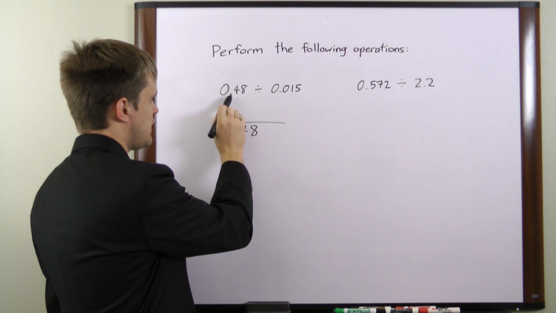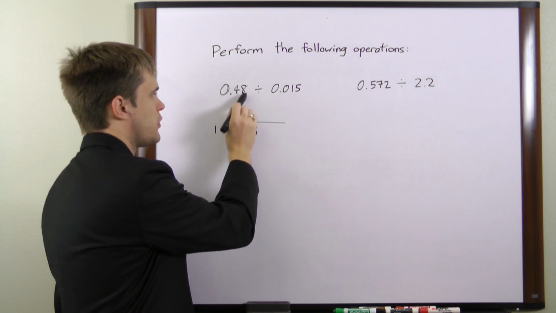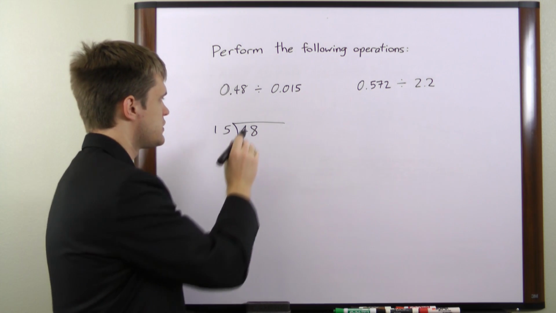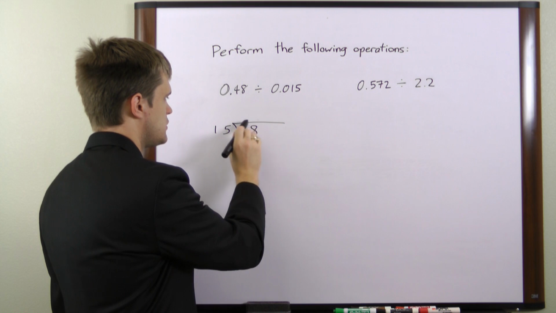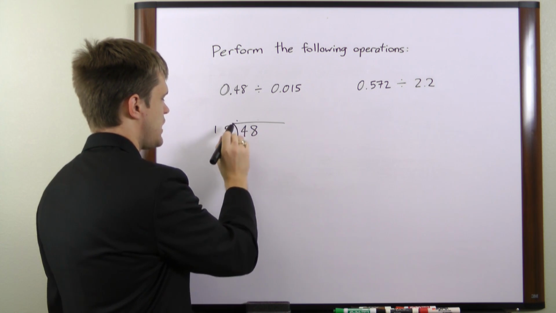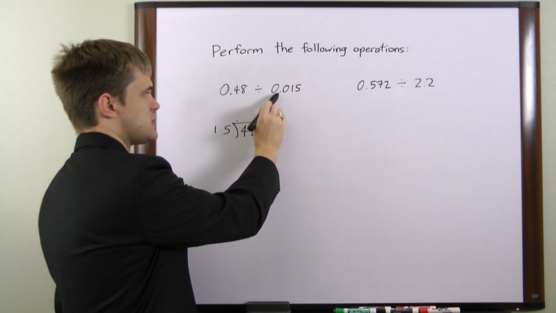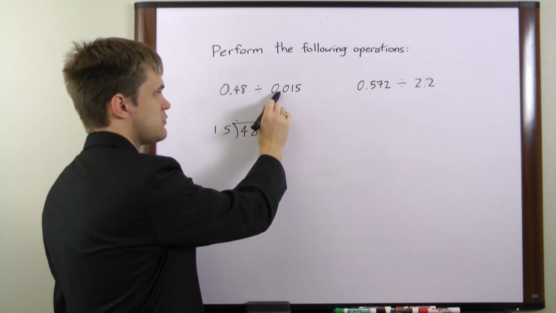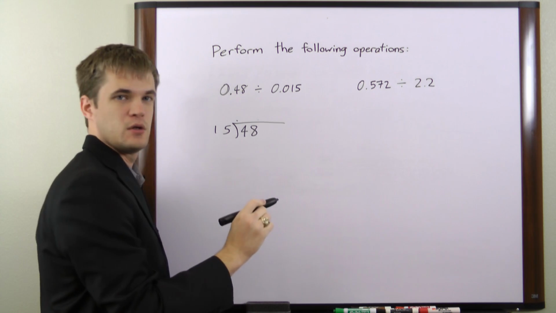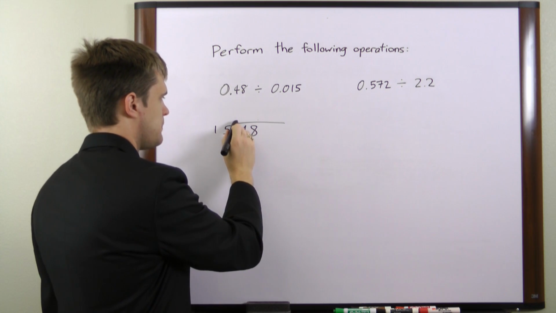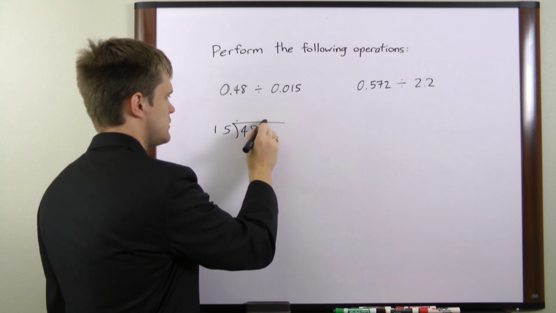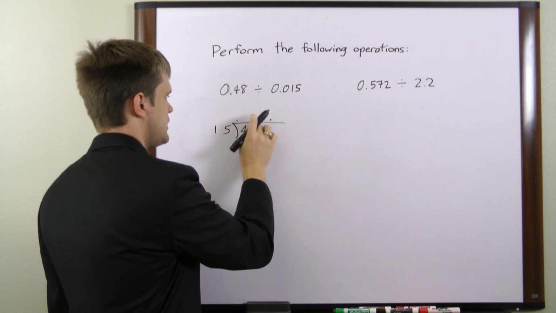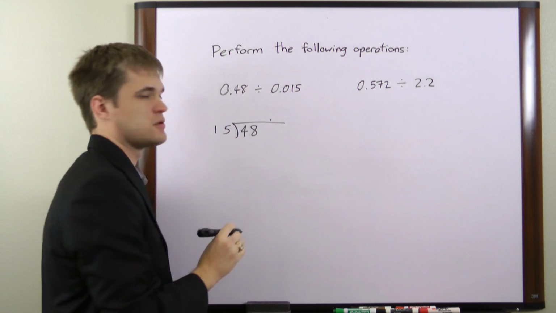To get to 48 from 0.48, we had to move the decimal point 2 places to the right. So we're going to move this decimal point 2 places to the left. So now we're over here. To change this to a whole number, we had to move the decimal point 3 places to the right. So we're going to move the decimal point back 3 places to the right. So that is where the decimal point in our answer is going to be.